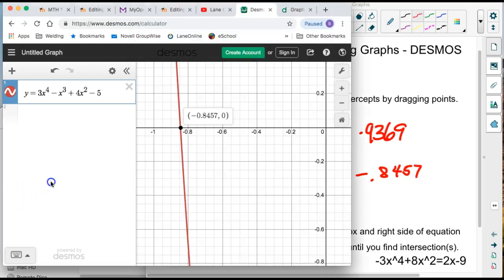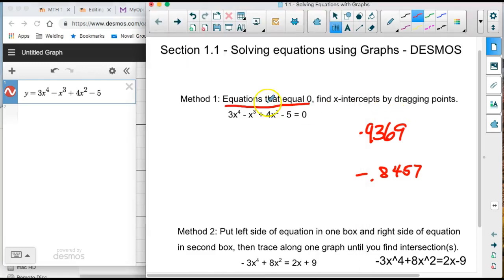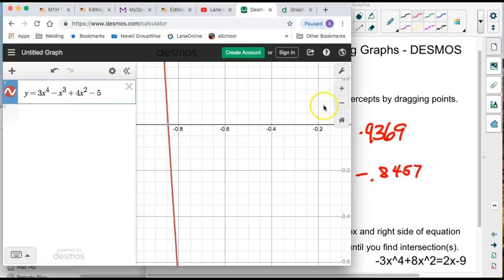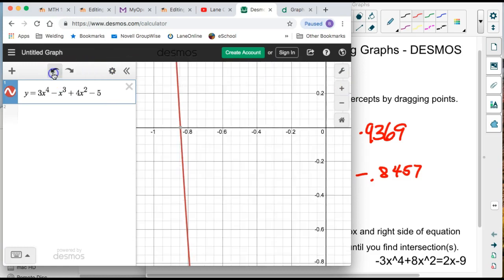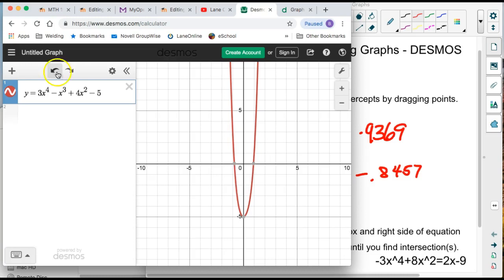Okay, so that's if we're looking for solutions to any equation that equals 0. We just type in the y equals equation, and then we find the x-intercepts. And we can always go back to the original graph by just clicking on the back buttons.